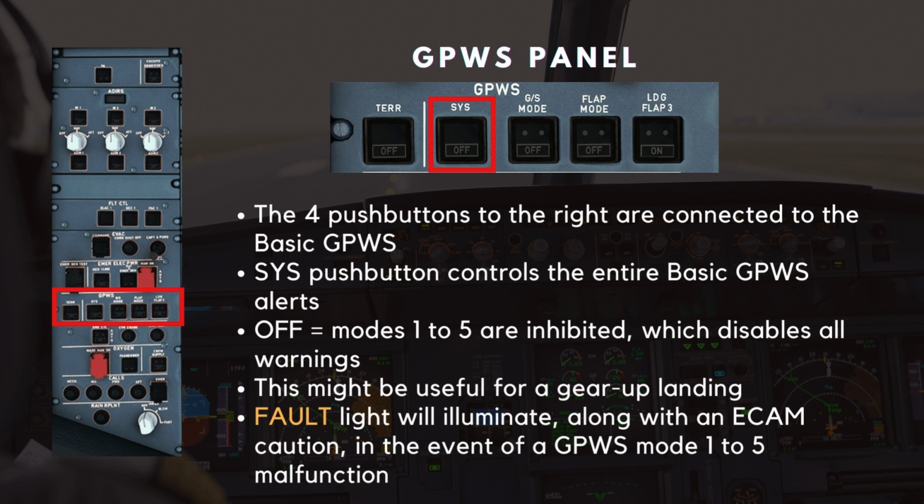The four push buttons to the right of this are connected to the basic GPWS. The system push button controls the entire basic GPWS system. By pressing this push button off, modes 1 to 5 are inhibited, which disables all warnings. This might be useful for a gear-up landing. An amber fault light will illuminate, along with an ECAM caution, in the event of a GPWS mode 1 to 5 malfunction.